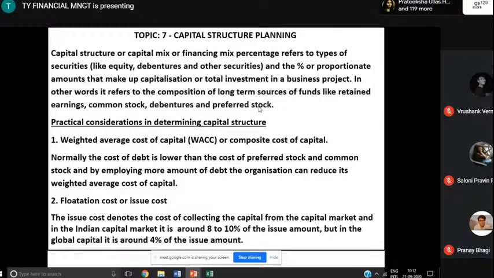Okay, I'll give you an example. Let us say the total investment in your hotel project is 1,000 CR. Your common stock is 500 CR. What is the common stock percentage? Tell me.